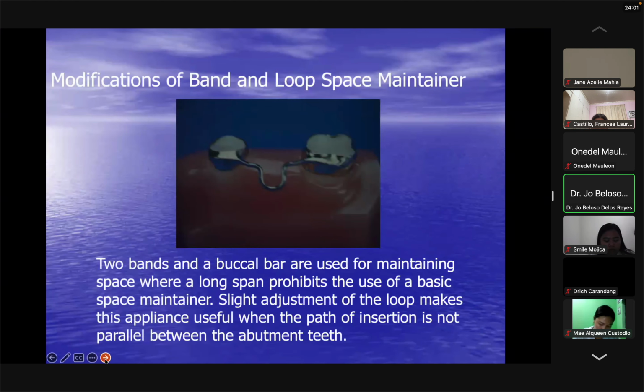Yan, 2 bands and a buckle bar are used for maintaining space where a long span prohibits the use of a basic space maintainer. Slight adjustment of the loop makes this appliance useful when the path of insertion is not parallel between the abutment teeth. So, nagagalaw mo kasi ito, so pwede mo siyang paluangin ang space or i-balance mo na sila ay parallel with each other para maganda yung alignment pag tumubo na yung iniintay mong permanent tooth.